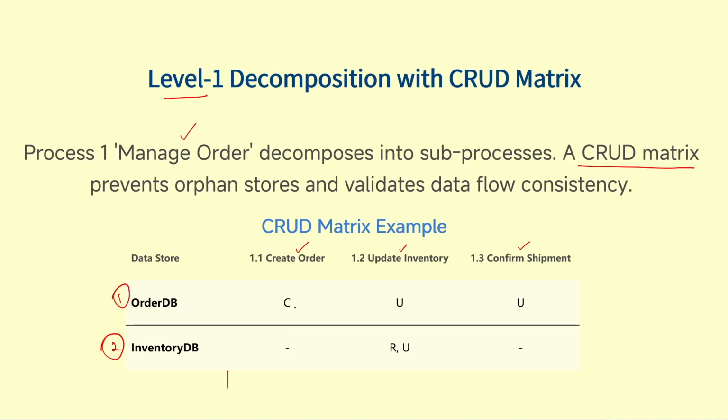When you have create order as a sub process, this CRUD matrix will say what all activities are happening. When you want to create an order, obviously you have to create a row in the order DB. That is why we have a C with respect to your order DB. And for updating the inventory, when you try to create an order, which means that a customer has ordered a product, it has to have some influence because he or she has ordered that corresponding product.